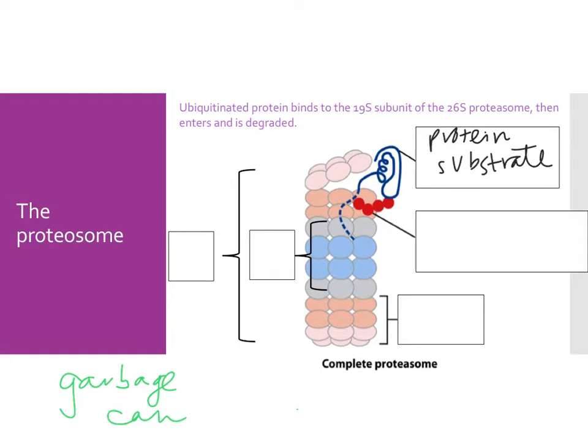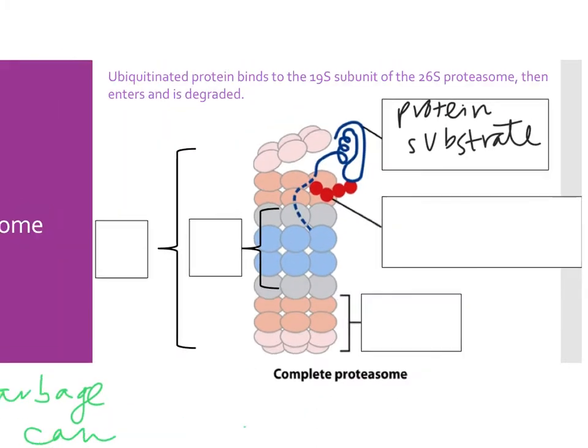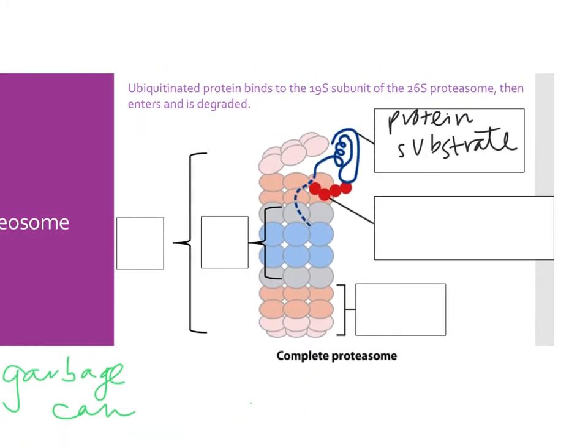This is the protein that has been tagged for degradation. So it's going to go from its tertiary, quaternary structure all the way into single amino acid pieces. These little red spheres here are the ubiquitins. The ubiquitin attached to the substrate is what allows for attachment.